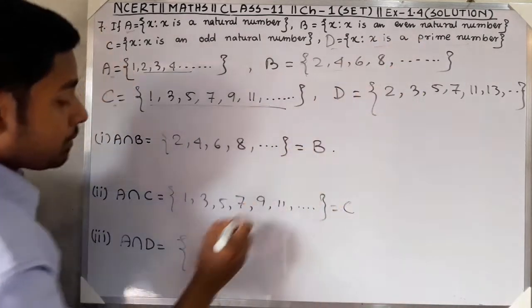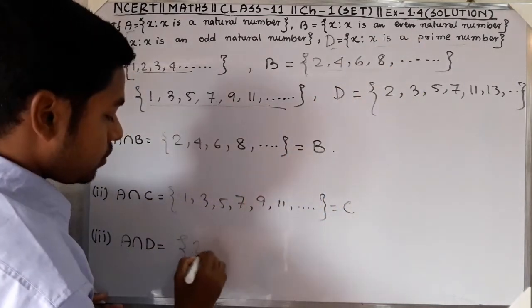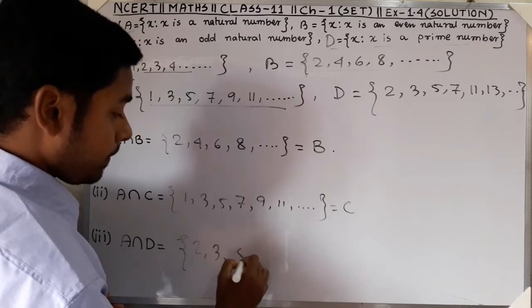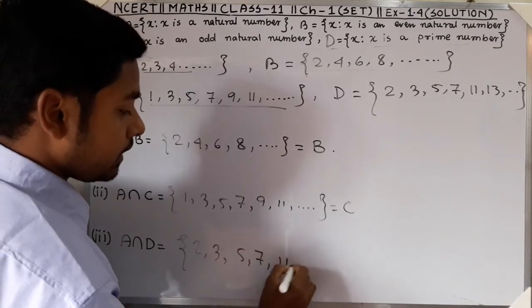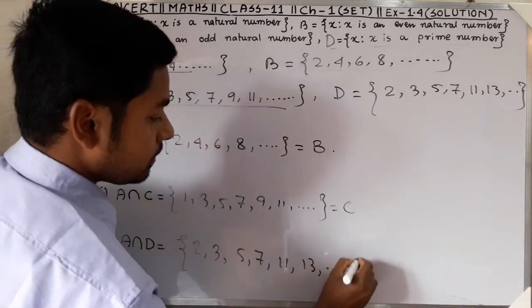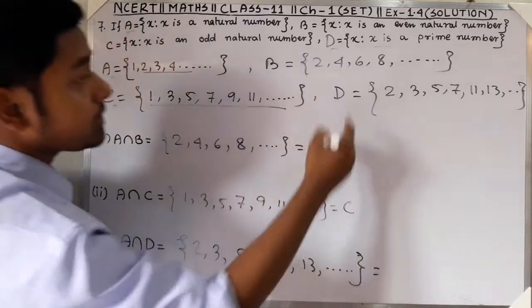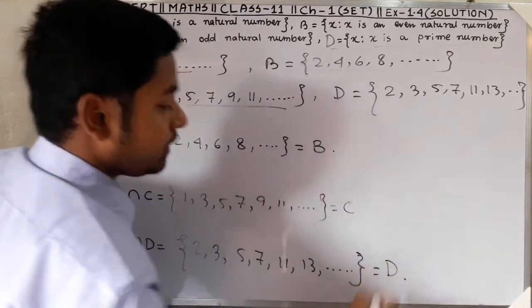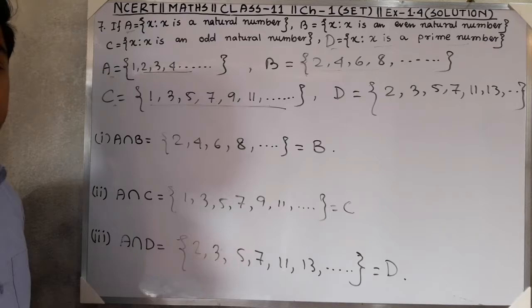एक प्राइम नंबर. So what are the prime numbers? 2, 3, 5, 7, 11, 13. These are the prime numbers. And what is the set it is? Set D. Okay. So pause the video to note it down.